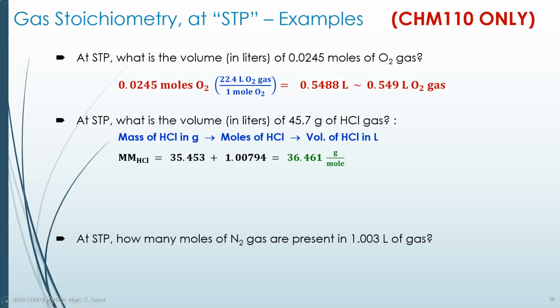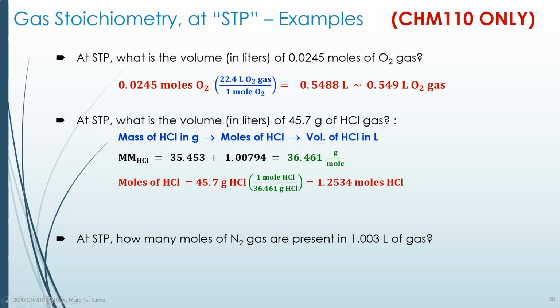So we determine our molar mass of HCl, of hydrogen chloride gas. It's 36.461 grams per 1 mole. That's a conversion factor. And we can use that to convert grams into moles. We get 1.2534 moles of HCl. Now, we don't round the number yet because we don't want rounding errors.